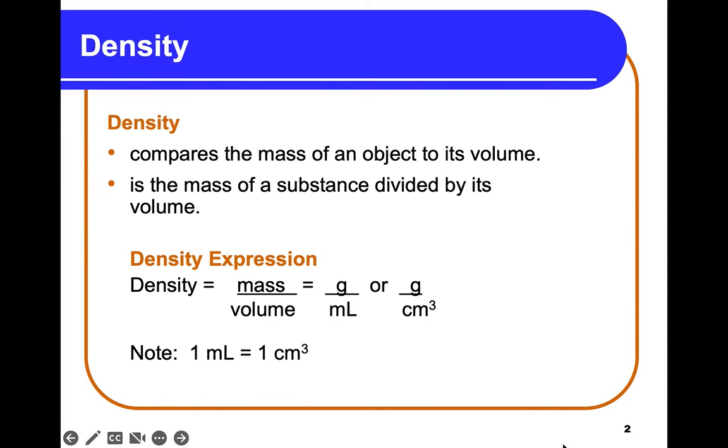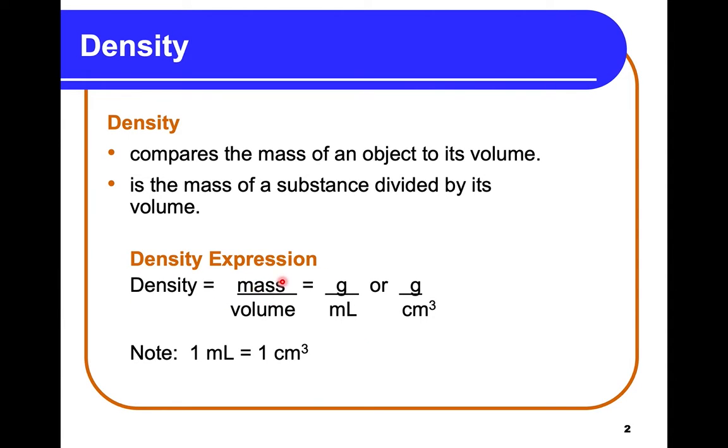Density compares the mass of an object to its volume, and density is the mass of a substance divided by its volume. We have the density expression here. In the density expression, we take the mass that we would have measured in the lab, the volume that we measured in the lab, divide the mass by the volume, and we'll get this property called density.